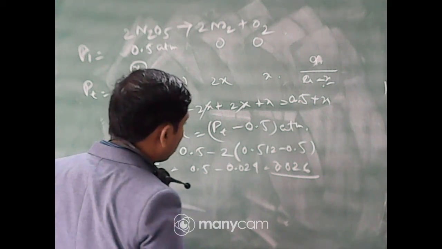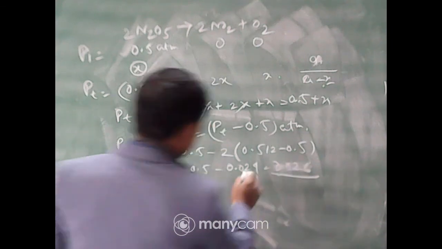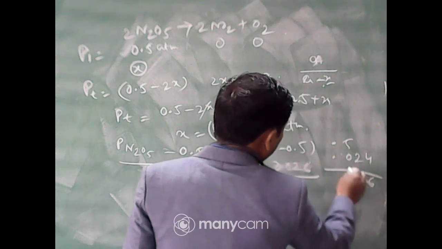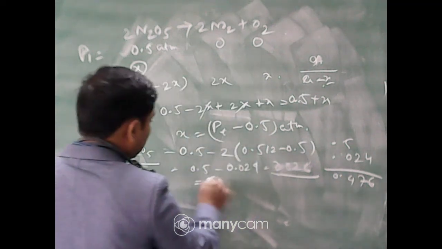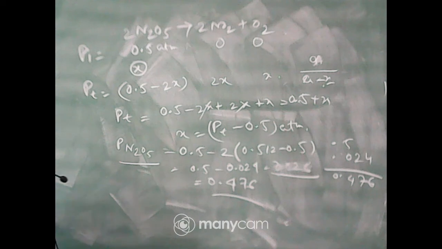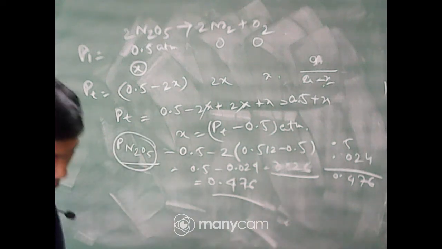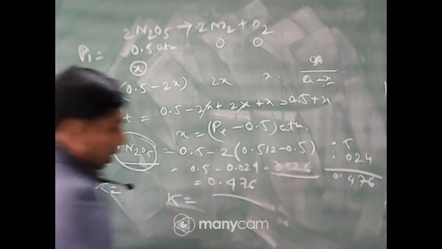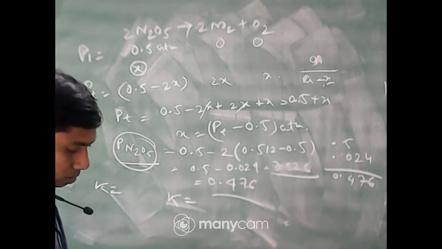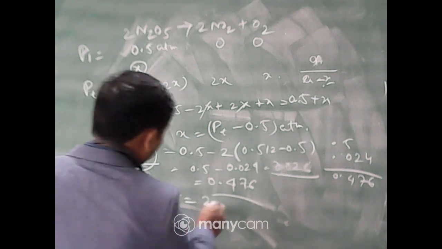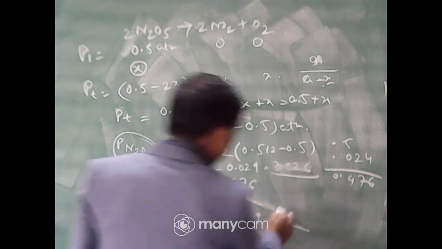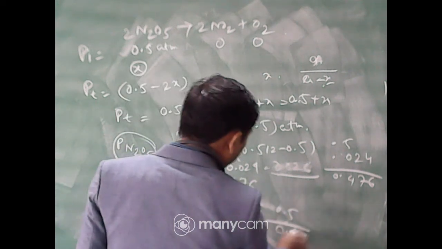Okay, I missed something here, no problem. This is not that; it is equal to 0.5 minus 0.024, so 0.476. This is the pressure of N2O5. Now K equals 2.303 by T log of Pi by Pa. Initially it was 0.5 and the final is 0.476.